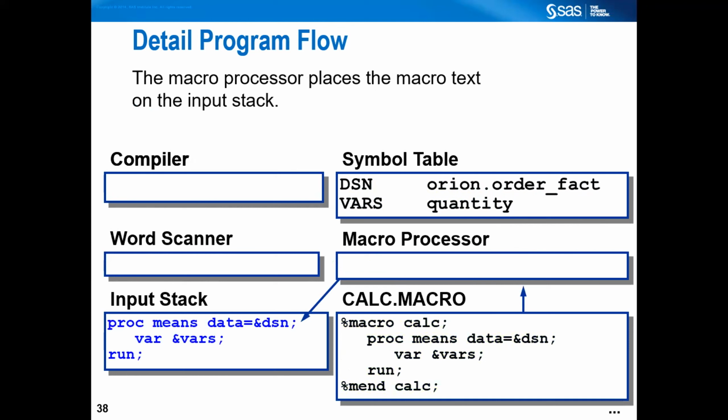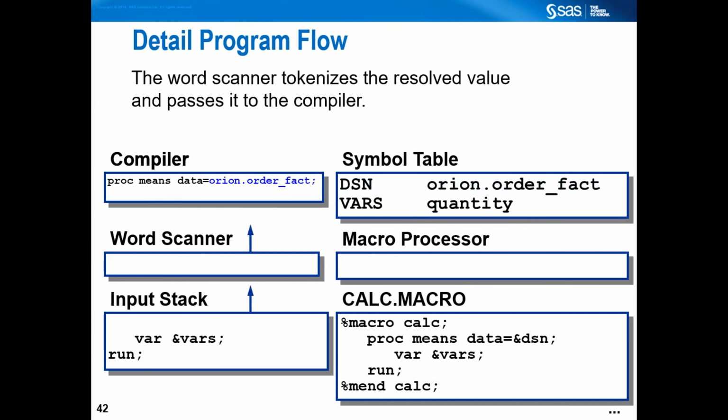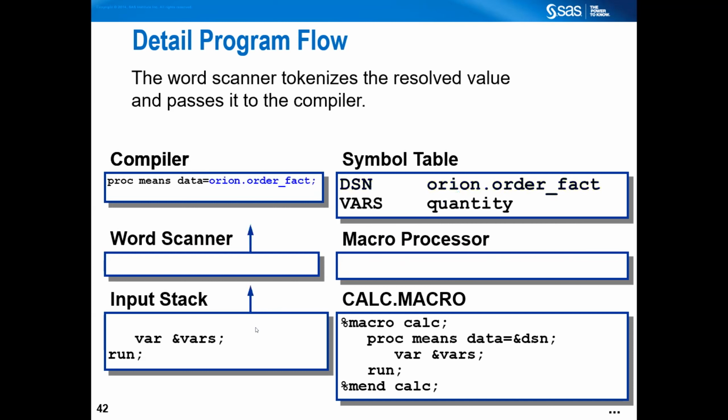From the input stack, it will go to the word scanner. So during scanning, it finds a macro trigger with proc means. Hence, &DSN goes to the macro processor. So this will look into your global symbol table. What is DSN? It's actually your Orion star order fact. So it resolves its value in the input stack, goes into the word scanner till the compiler. So your statement gets compiled for proc means.